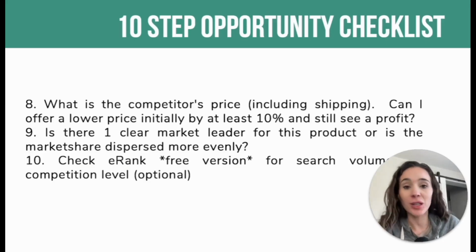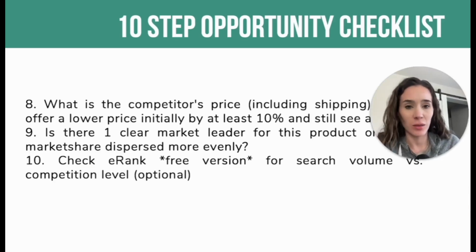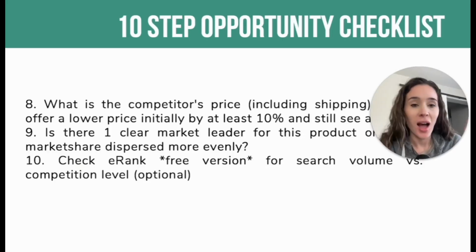The 10th thing that we're going to do is to check something like eRank, Everbee, Marmalade, Sales Samurai, whatever it is. This is totally optional. I recommend just the free version, and you're just going to look at search volume versus competition level. I did not use any of these tools for building my business, and I think these are completely unnecessary to build a multi 6-figure business. I don't think these things are essential or necessary. But if you want to run your ideas through these tools, sure, have at it.